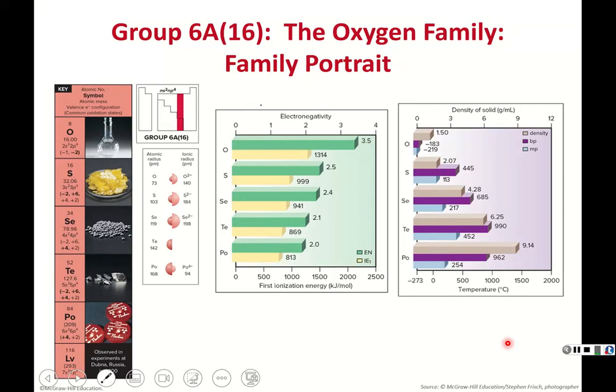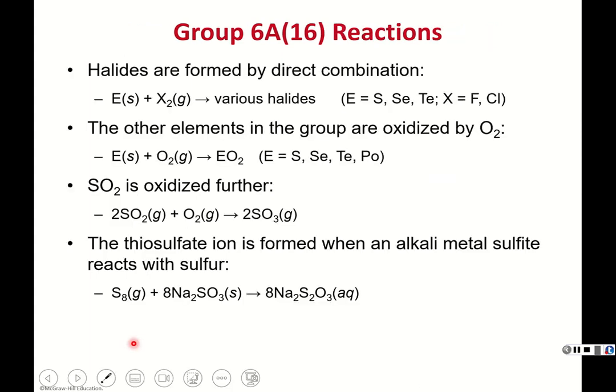Here is our family portrait. Again, now we're getting to the trends we are really following, where electronegativity and ionization energies all go down as we go down the group. And you can see that the elements in the group themselves vary quite a bit just in how they look. Some reactions that are important: halides are formed by direct combination of these elements. So you mix a halogen with it, and you get various halides being formed.